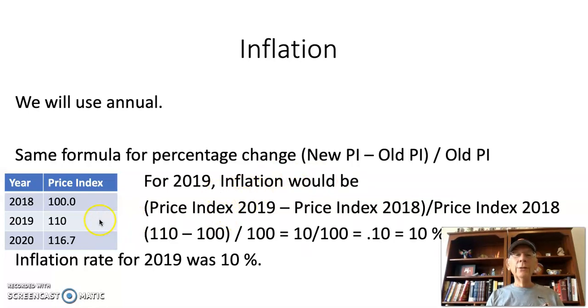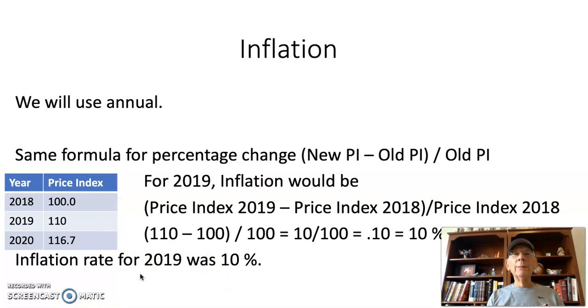We take the price index in the second year, in the newer year. We subtract the price index in the previous year. You might want to make sure you write this down, the price index in the previous year. And we divide that by the price index in the previous year. So what you can see is inflation is 110 minus 100 divided by 100, which is 10%. The inflation rate for 2019 was 10%.